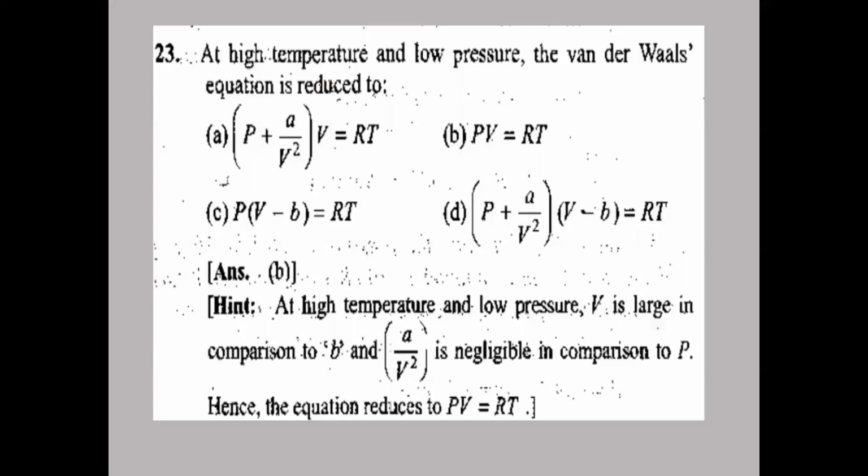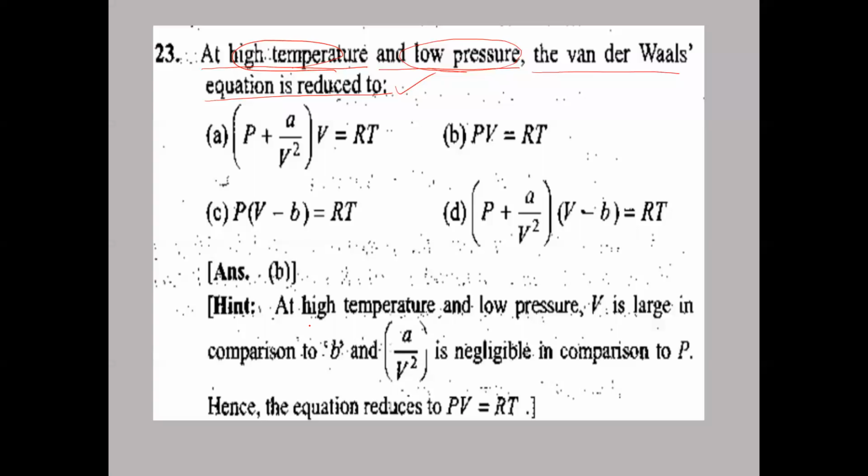Next, another example problem: at high temperature and low pressure, the van der Waals equation is reduced to what? We have discussed some of the cases, case 1, case 2, case 3, at different temperatures and different pressures. So here, low pressure and high temperature is the given condition. How it will be reduced, we have to understand here.